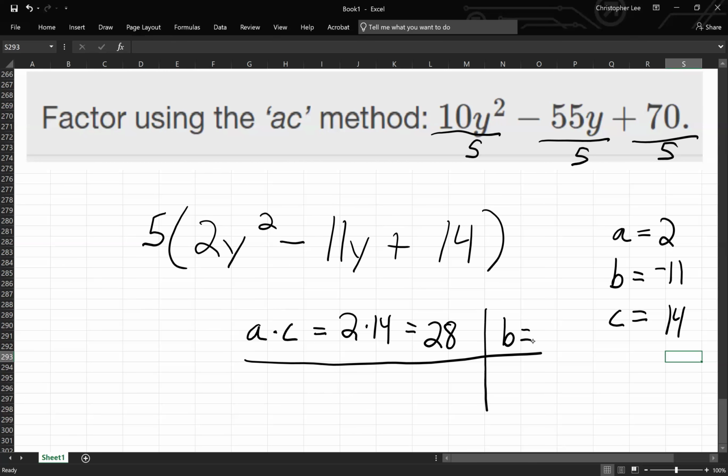Now, here's what I want. And my B is equal to negative 11. I want two numbers that when I multiply them together will give me a 28, but when I add them together will give me a negative 11. What are they? Right? So is it negative 1 times negative 28? That gives me positive 28. But negative 1 plus negative 28, that's a negative 29. That doesn't work. What else can I try?